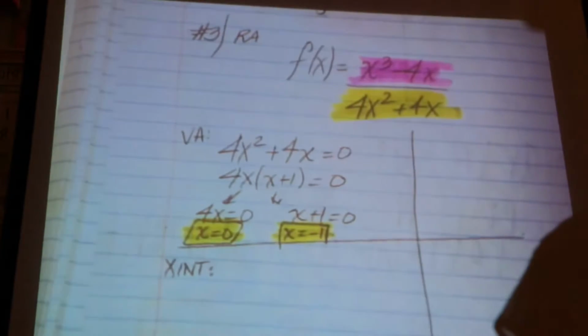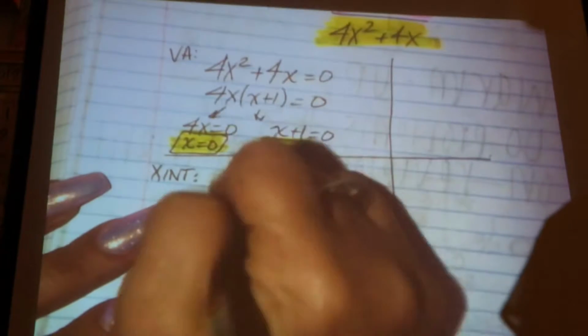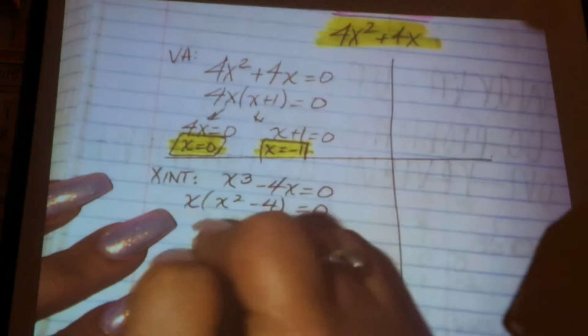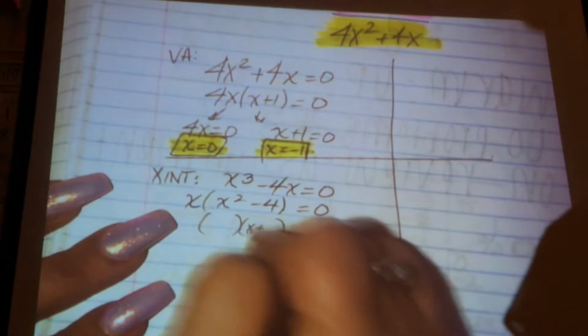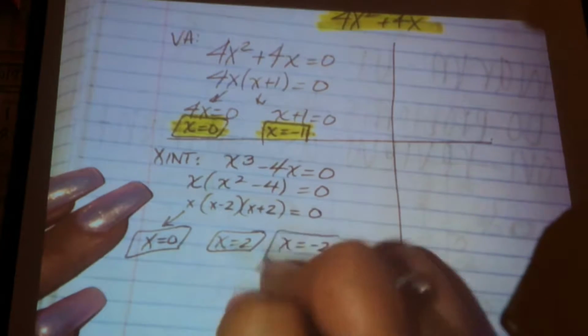So this time I'm going to set the numerator equal to 0. X cubed minus 4x equaling 0. I can factor out an x. I'm left with x squared minus 4 equals 0. This factors to x plus 2 and x minus 2. So my x-intercepts, if I do the 0 product property, x equals 0, x equals 2, and x equals negative 2.